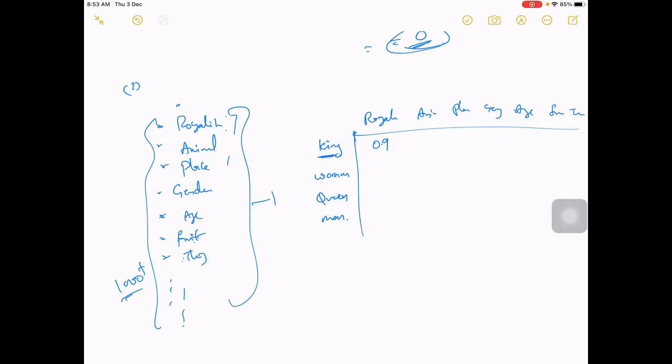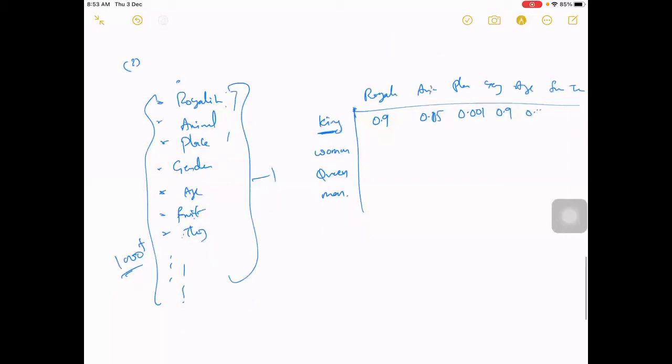Is he an animal? No. Instead of 0, maybe it's slightly 0.1 or 0.05. Place is 0.01. For gender, let's give male towards 1 and female towards 0, so that is also 0.9. Age wise, king actually is kind of an elder, right? So let's give 0.6. Fruit, it's not a fruit, so 0.01.